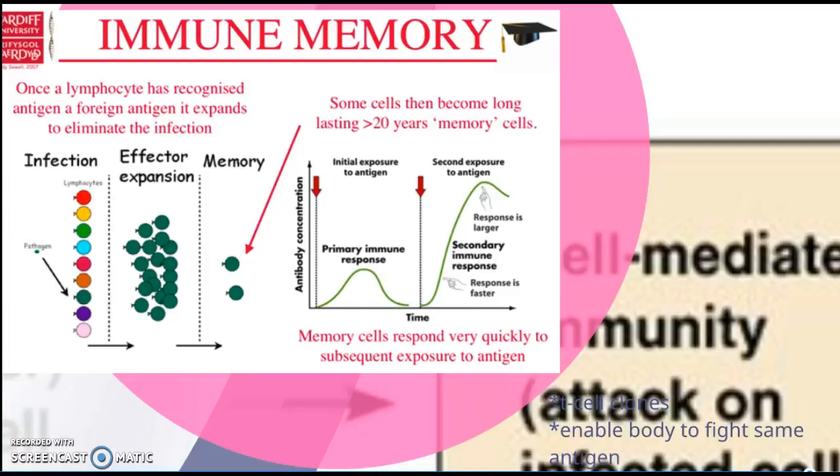Memory cells are those cells that are clones that remain behind to provide the immunological memory for each antigen encountered and enable the body to respond quickly to subsequent invasions.